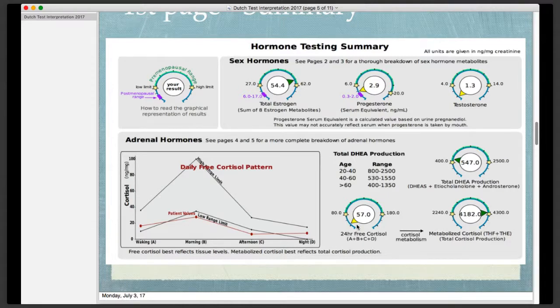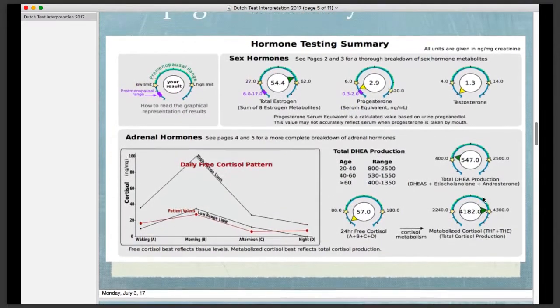The total of the cortisol levels is fairly low. But the cortisol, and this is what's different from saliva testing, the cortisol is metabolized into other things. And you can see that her metabolism of cortisol is pretty high. So there's something going on here where even though this is low, this is really high.